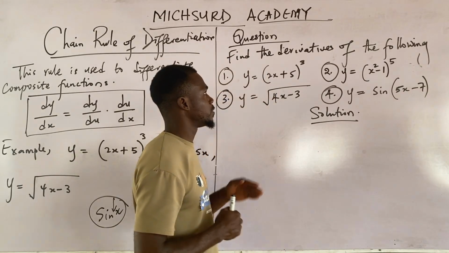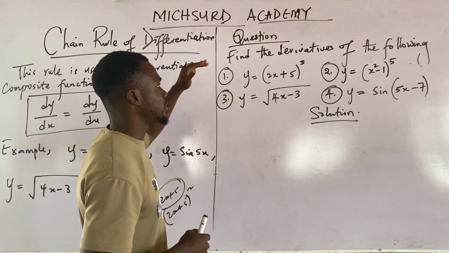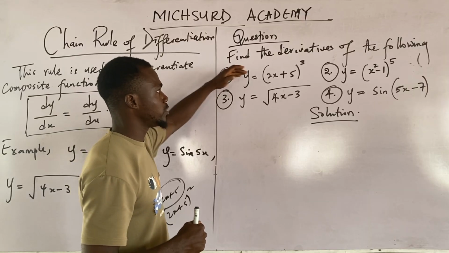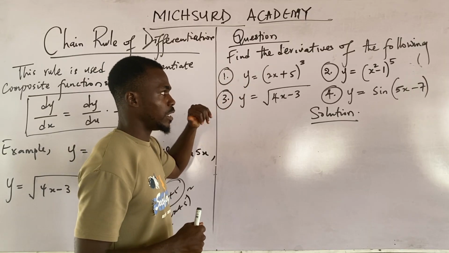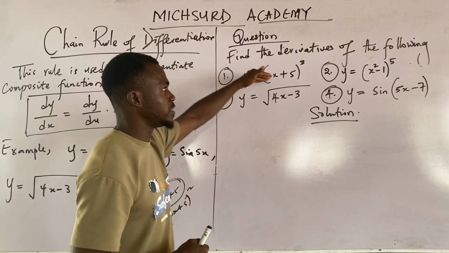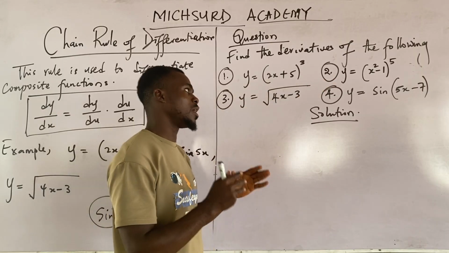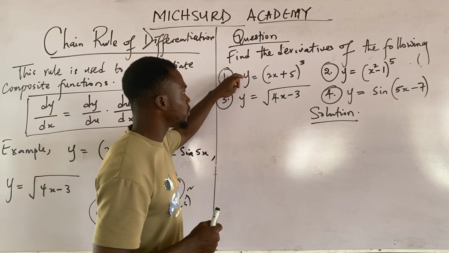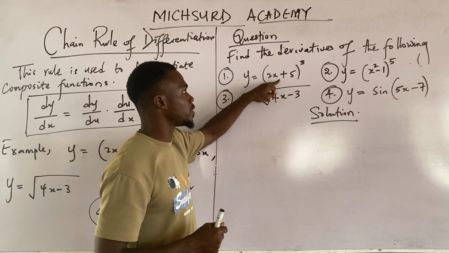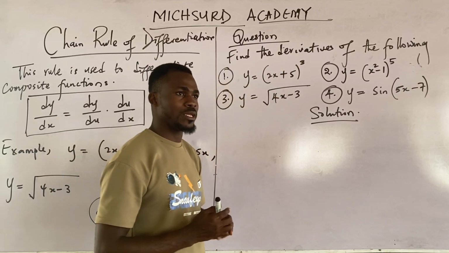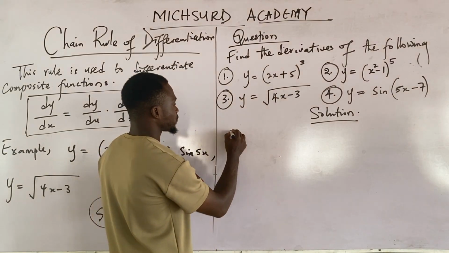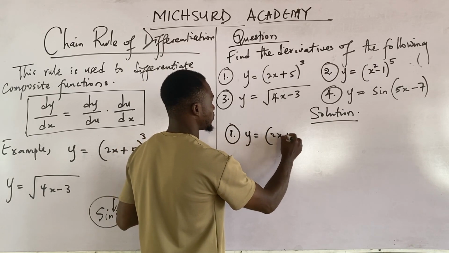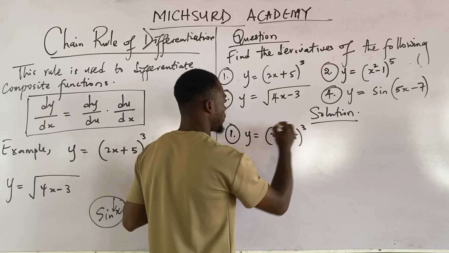So we have some questions here. We have to find the derivatives of the following. So we want to find dy/dx of each of these functions. Clearly, if you observe these functions, you will notice that they are all composite functions. So let's start with the first one, y equals (2x + 5) raised to power 3.